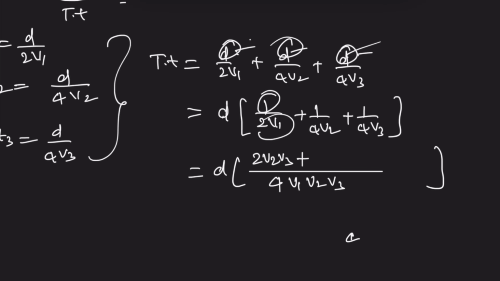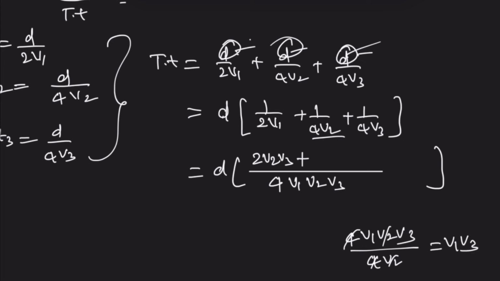The LCM is 4 V1 V2 V3. Now it is divided by the denominator of the second term, that is 4 V2. So V2, V2 cancel, 4, 4 cancel. Then we get here V1 V3. So this V1 V3 is multiplied with 1. Then we get V1 V3 plus.